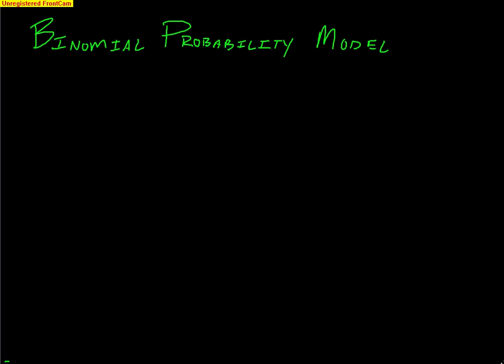This one is called the binomial probability model. Now, the binomial probability model is a very specific probability model. So let me write that down. This is a specific probability model. And like any probability model, we're trying to find probabilities of certain things occurring. And again, it's a random variable, meaning that we're not quite sure what could happen. But the binomial model is, again, very specific.